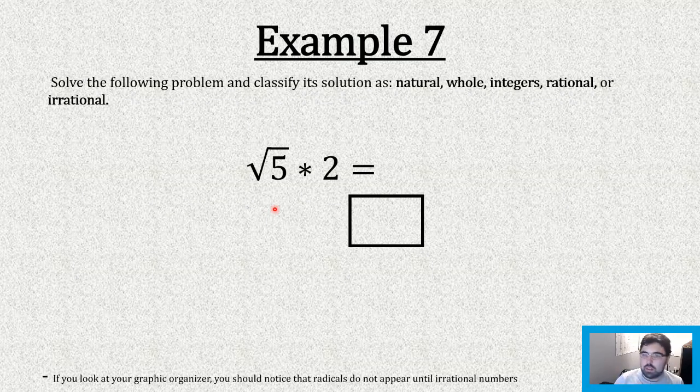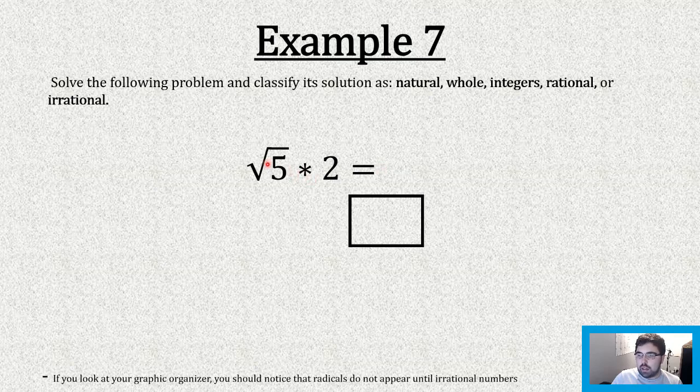Okay, so example 7. Solve the following problem and classify its solution. Notice we got the same instructions that we did on the other examples, only now we're solving square root of 5 times 2. I would expect some people that forget how to multiply their radicals are going to say this is the square root of 10. That would be wrong.